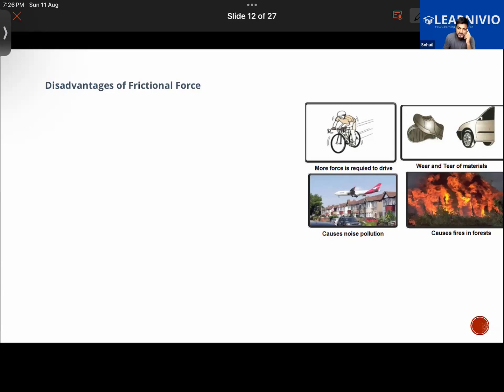Like in the image also, you can look: vehicles may also be damaged. Braking. The tires of the vehicles will also be damaged. Okay, good.